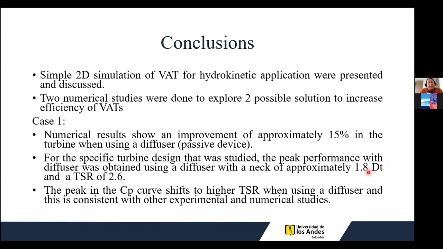We also saw that the peak performance could be located by changing the size of the diffuser. In this case, we found that the neck of the diffuser should be approximately 1.8 times the diameter of the turbine. And of course, we also saw that the peak CP curve shifts to higher TSR and the range of operation of the turbine is wider. So this could be an attractive solution.